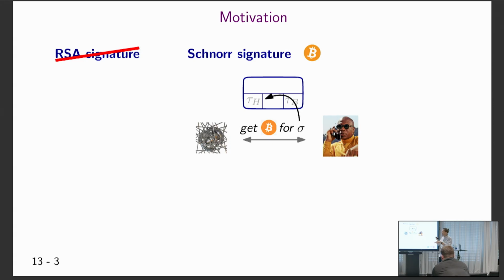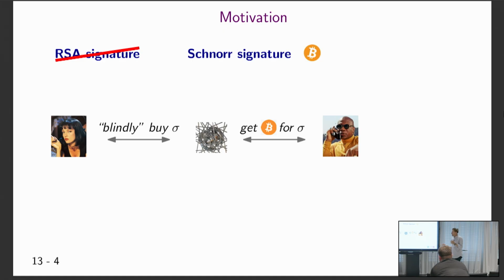So if we can do the same thing with Schnorr signatures, everything simplifies because that part of the protocol basically works out of the box. So what we would need is a protocol between Alice and the hub that allows her to blindly buy a Schnorr signature for Bitcoin, right? Then we have both sides of the protocol.